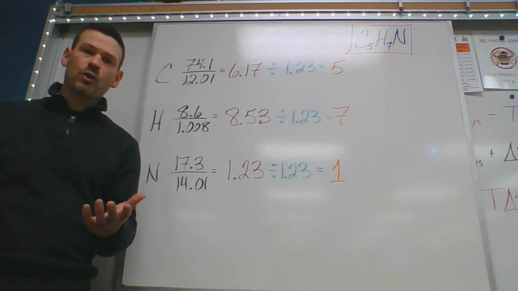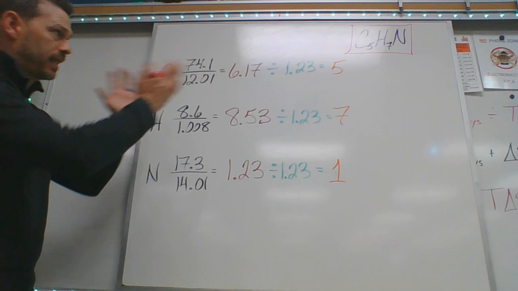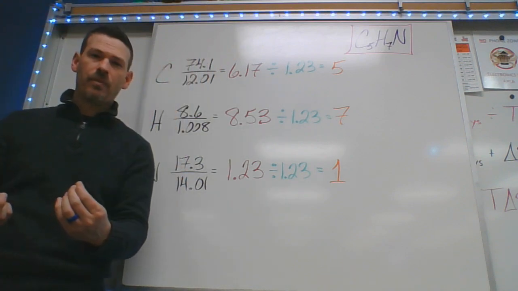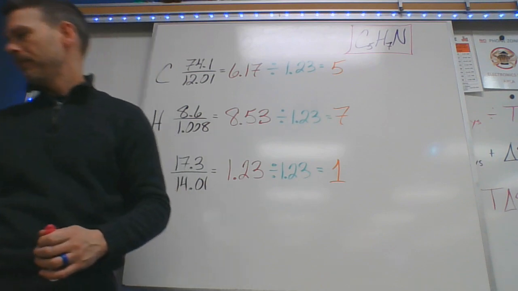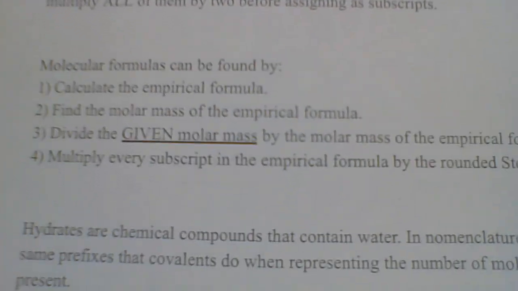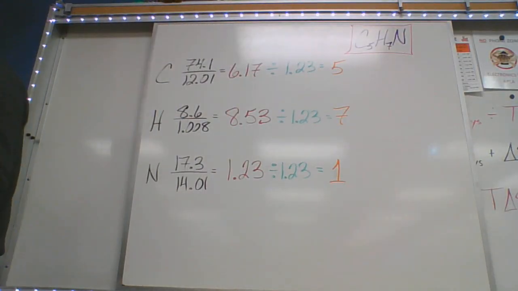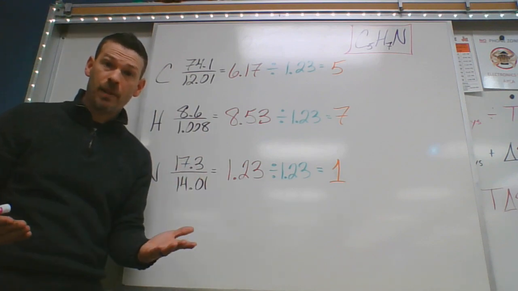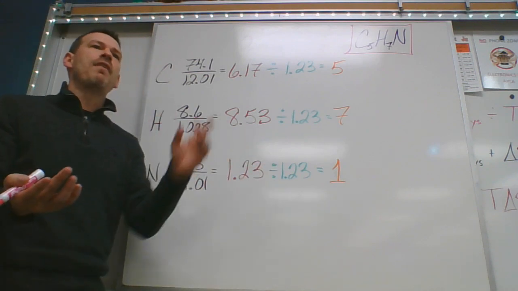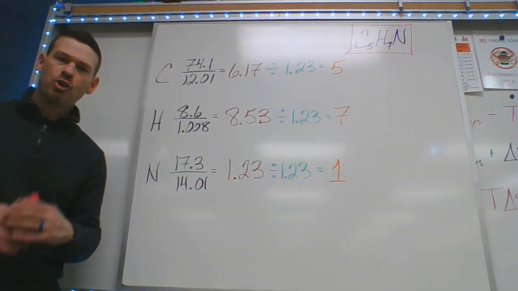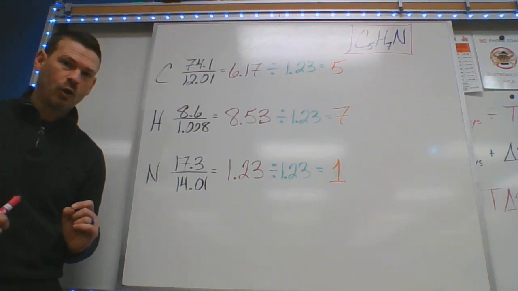Now, some of the Canvas questions will just ask for an empirical, in which case, that's the answer. But it could ask for a molecular. Look at the molecular rules on the paper. And you'll notice that step one of the molecular says calculate the empirical. So if you run into a question that says, what's the molecular? You have to do this first because step one is find the empirical. But we've already done that. So let's pretend that this question wanted us to find the molecular. And we will just keep going. So we've already done step one. There's the empirical.